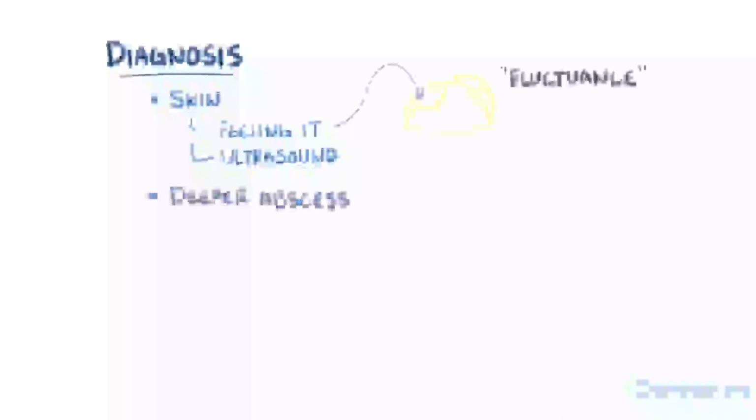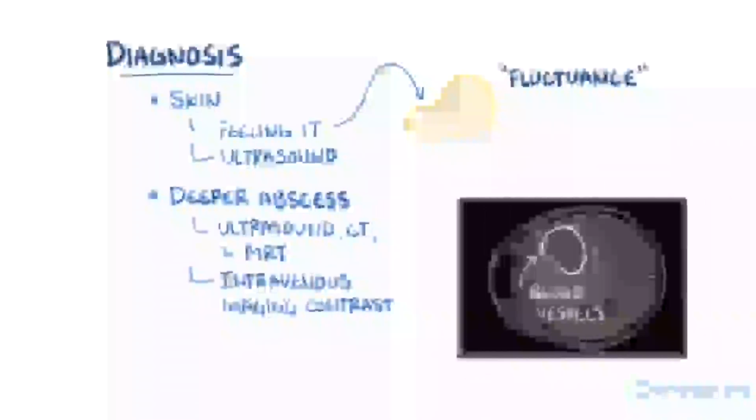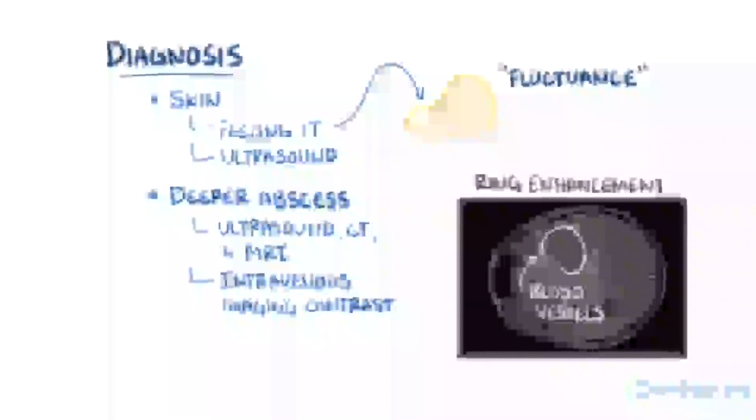A deeper abscess is usually diagnosed through imaging studies, like ultrasound, CT, or MRI scans. Intravenous imaging contrast can really stand out around an abscess, since the small blood vessels around the abscess remain dilated and leaky due to the constant inflammatory response. And this is called ring enhancement, since it lights up the blood vessels around the abscess.